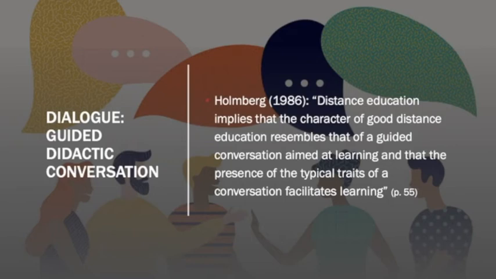As the first variable of transactional distance, dialogue is at the center. Holmberg actually said distance education implies that the character of good distance education resembles that of a guided conversation aimed at learning, and that the presence of the typical traits of a conversation facilitates learning.